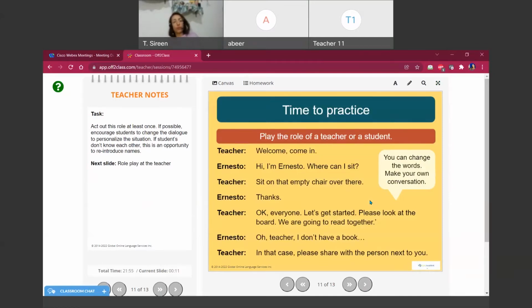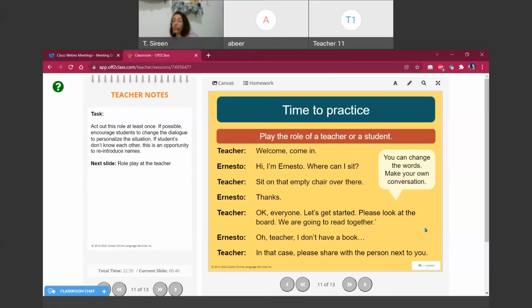Welcome, come in. Hi, I'm Ernesto. Where can I sit? Sit on that empty chair over there. Thanks. Okay, everyone, let's get started. Please look at the board. We are going to read together. Oh, teacher, I don't have a book. In that case, please share with the person next to you.